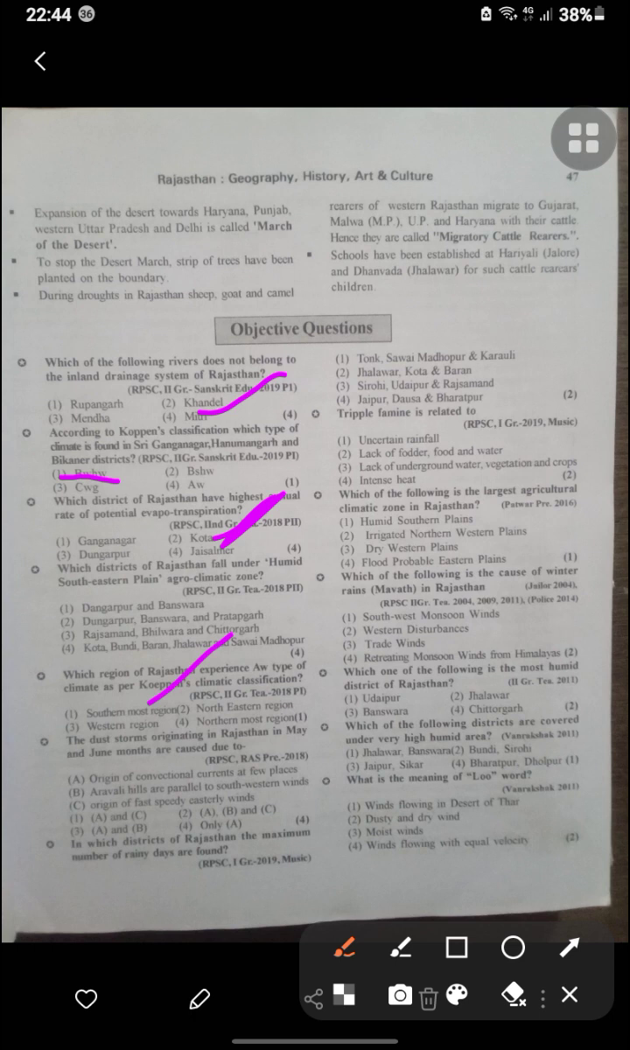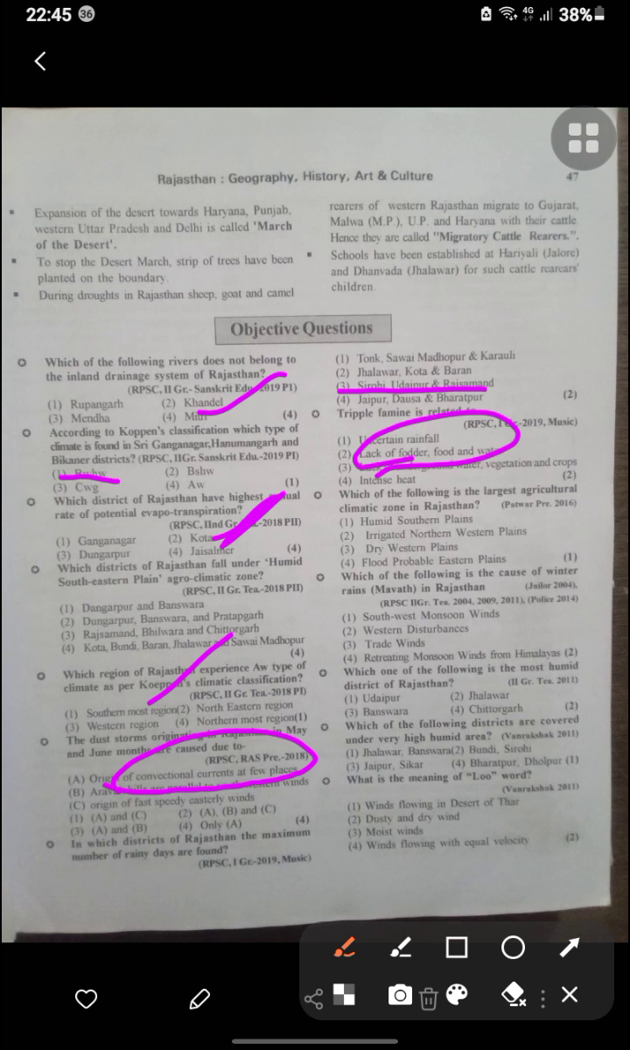The dust storm originating in Rajasthan in May and June is mostly caused by convectional currents at a few places. In which district of Rajasthan are the maximum number of rainy days found? That was Jhalawar, Kota and Baran. The triple famine is related to lack of fodder, food and water.